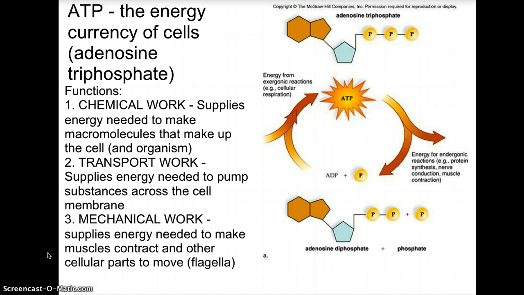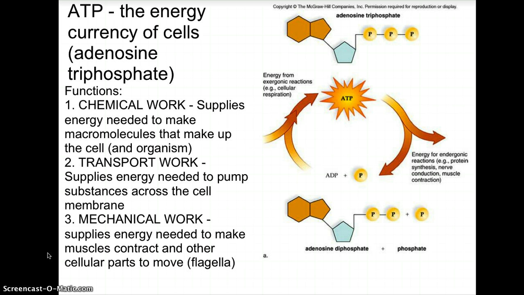So we know that some processes in the cell use ATP, which is the energy currency of cells, abbreviated ATP, which from its name, adenosine triphosphate. So how does it function? Well, it does chemical work, which means it supplies energy needed to make macromolecules that make up the cell and the organism. This we could see like when things are being synthesized in the cell.